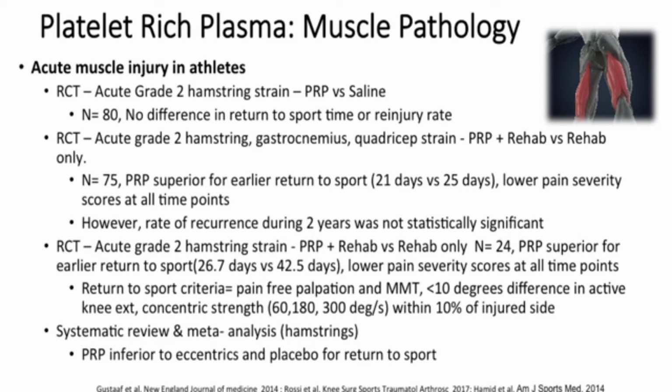Another randomized controlled trial comparing PRP in rehab versus rehab only showed the same thing, that PRP was superior for earlier return to sport and actually showed that return was even quicker, 26.7 days versus 42.5 days. And then lastly, a systematic review and meta-analysis for hamstring strain showed that PRP was inferior to eccentrics and placebo for return to sport.